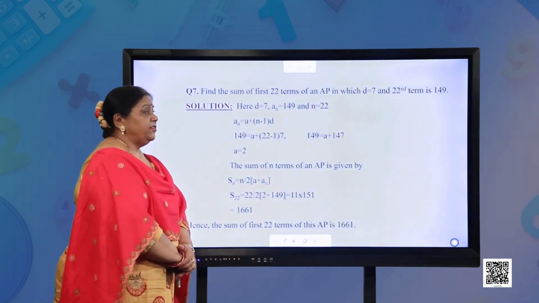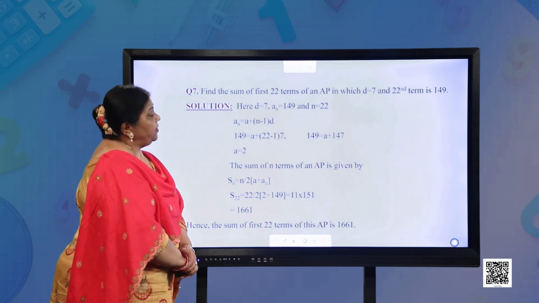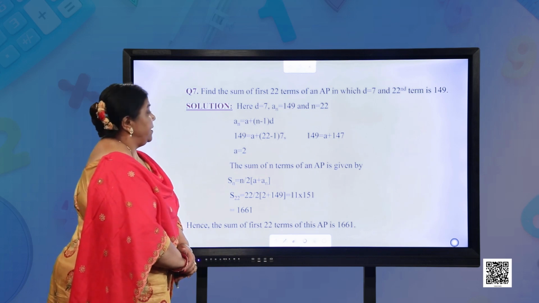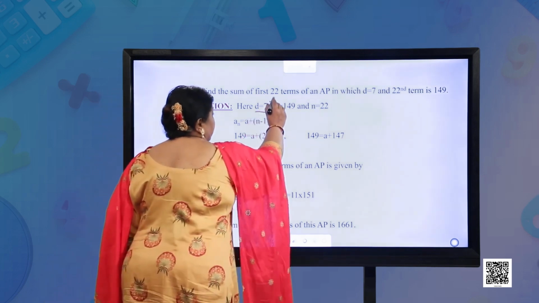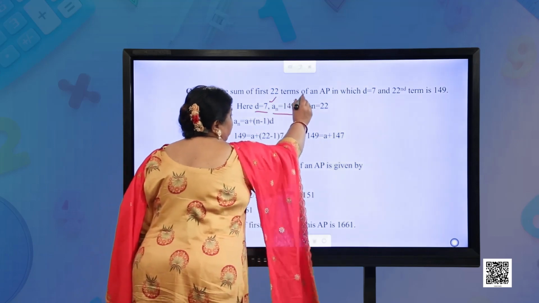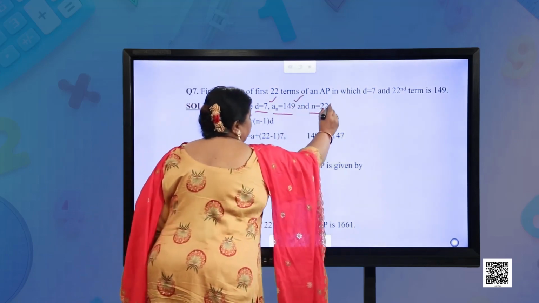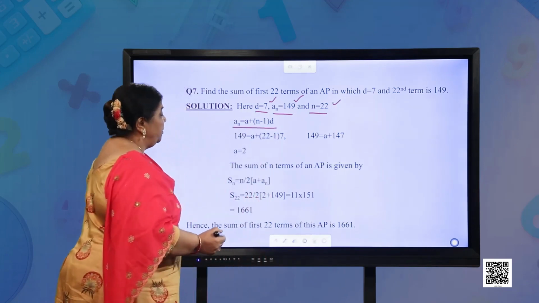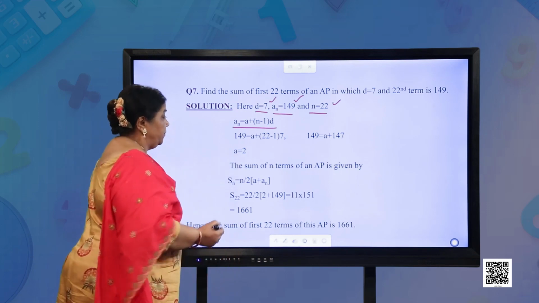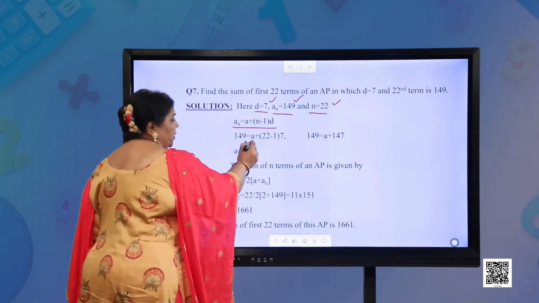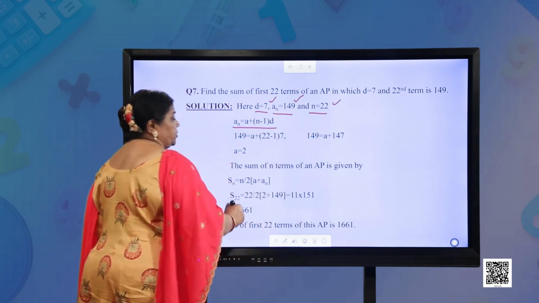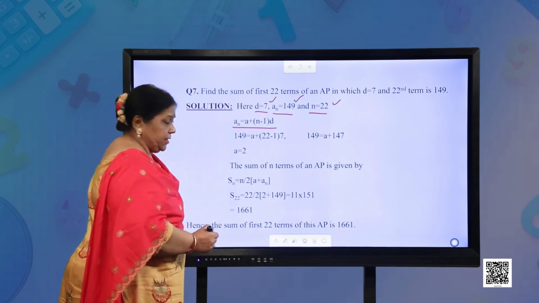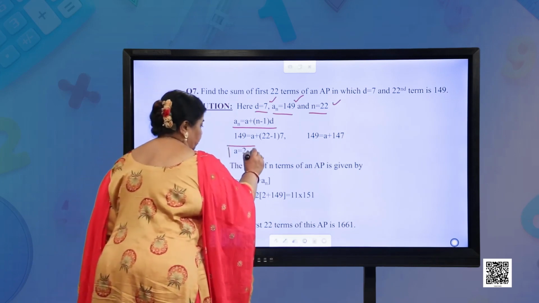Find the sum of first 22 terms of an AP in which D is 7 and 22nd term is 149. So, common difference is given to us as 7 and nth term is 149 and n is given as 22. So, An is A plus n minus 1 into D. We use this to find out A. 149 is equal to A plus 22 minus 1 into 7. So, on simplification I get 149 is equal to A plus 147, or A is equal to 2.